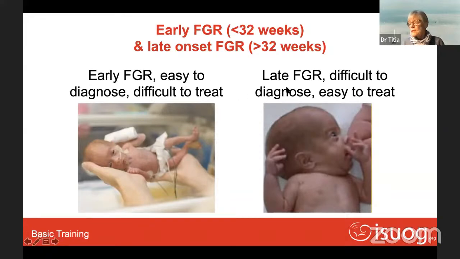Late fetal growth restriction is more difficult to diagnose, but easy to treat because the diagnosis is usually made after the baby has already attained a gestational age of 32 weeks. Sometimes you find some Doppler abnormalities in the middle cerebral artery, but usually there are not so many Doppler abnormalities. You encounter that growth is probably diminishing, and you know that there might be a risk factor, but it is much easier to treat because you have a lesser risk of this severe prematurity.